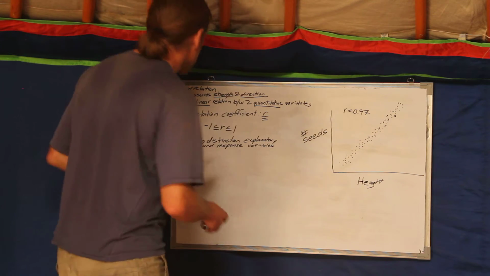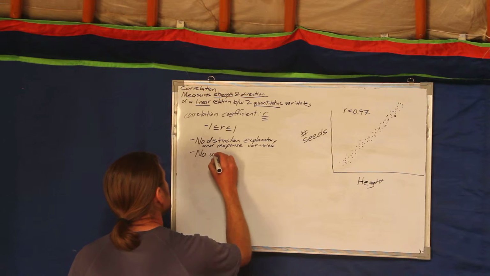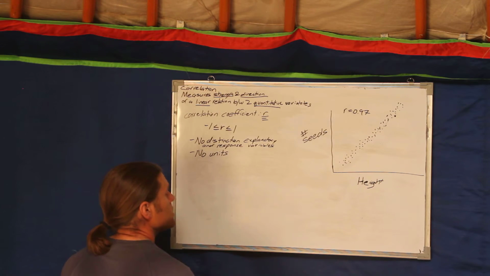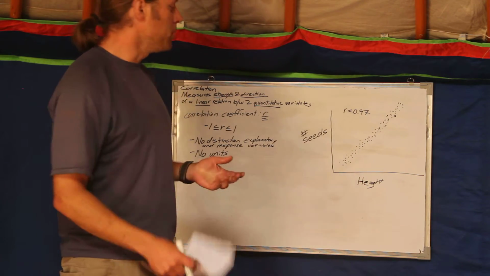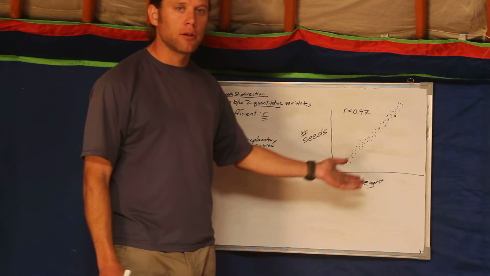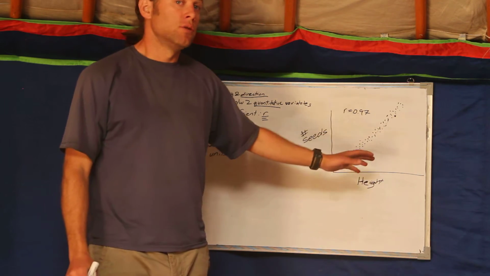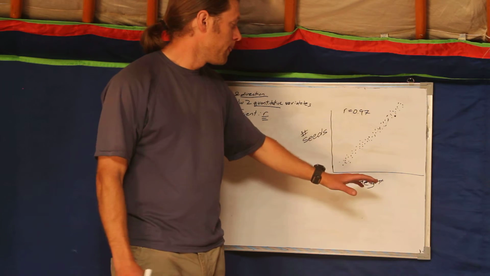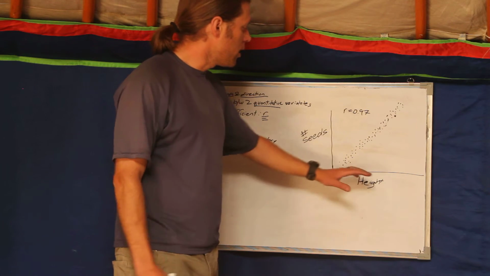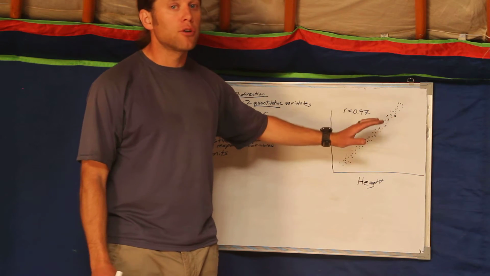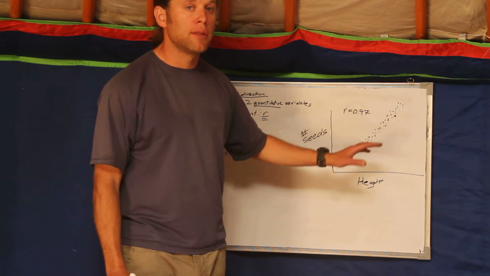So the second is that there are no units. This is a unitless number. What that means is that if you measured height in centimeters and you decide that actually you want to measure them in millimeters, and you first calculated your correlation with height in centimeters and now want to change it to millimeters, it doesn't change it. You don't need to redo this. This correlation remains the same regardless of what units you put here and what units you put here.